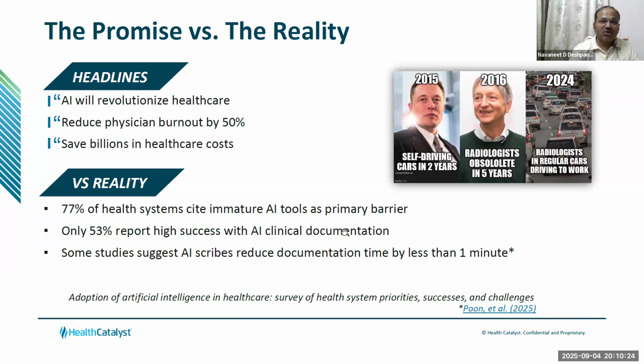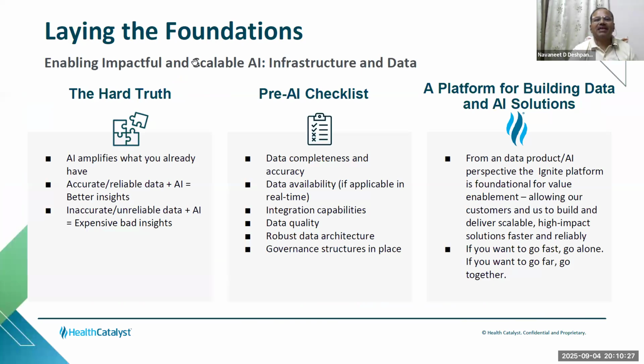In 2025, what it says is a hard truth. In project management scheduling, AI amplifies what you're already having. It'll just make it look bigger, so it will add enhancements only. If you have accurate and reliable data plus AI, you will have better insights. But if you have inaccurate and unreliable data plus AI, it can lead to expensive bad insights. So one has to have accurate data plus AI to have better insights. So you have a checklist before the AI is implemented.